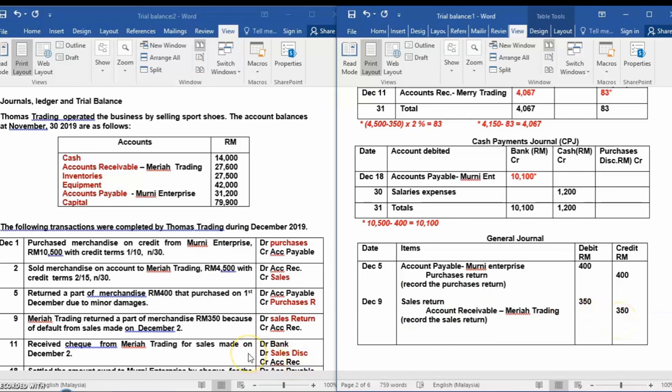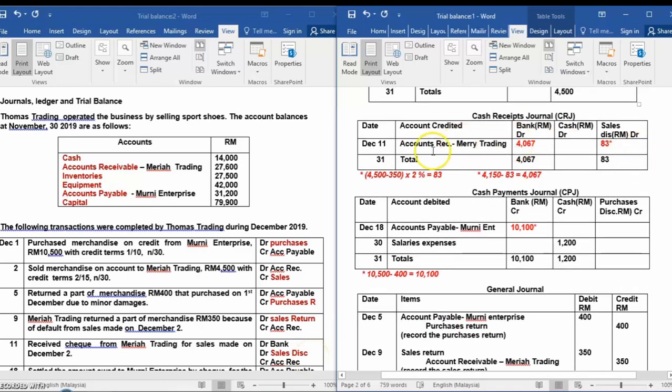The next transaction, 11th of December, received check from Maria Trading for sales made on December 2. So we look at December 2. We have to record in the cash receipt journal, debit bank, debit sales discount, and credit account receivable. So we look at the answer here. Debit bank 4,067, debit sales discount 83.